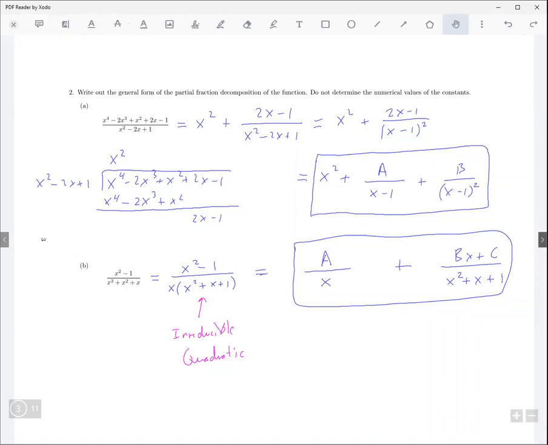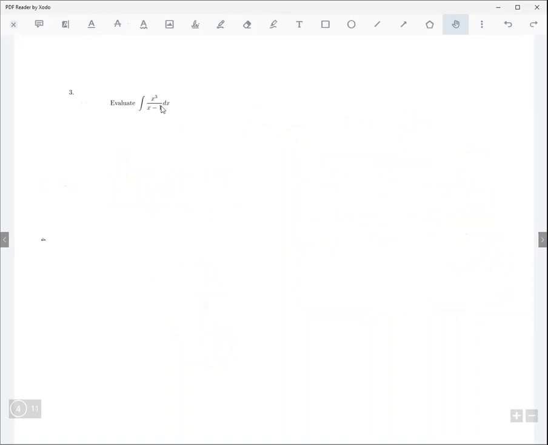Okay, so this might be confusing now. Hopefully, when we do some exercises all the way through, we'll tie it all back together. So let's look at number 3. This is the integral of x cubed over x minus 1. Since the numerator is degree 3 and the denominator is degree 1, we want to divide first.